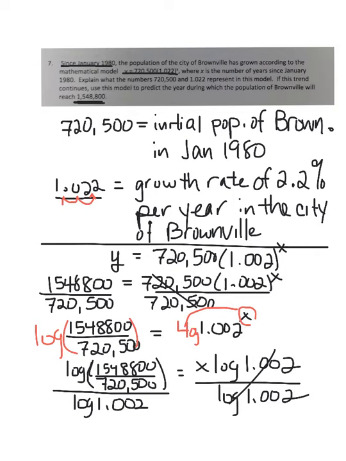And when you throw all of that into your calculator, you're going to get x. Oops, hold on a second here. Let me get my pen going. Sorry. You're going to get x equals 35.1671. Now, let's read the question, because it says predict the year during which the population is going to reach this amount. Okay, so this is telling us how many years. So 35 and change years have gone by, but that doesn't tell us what year that is.